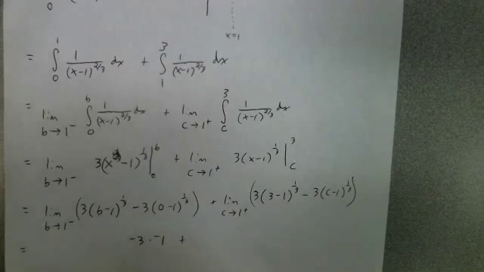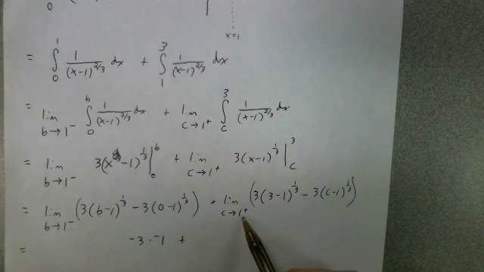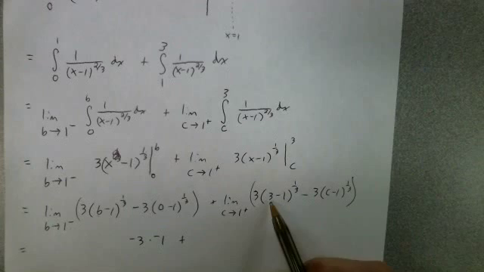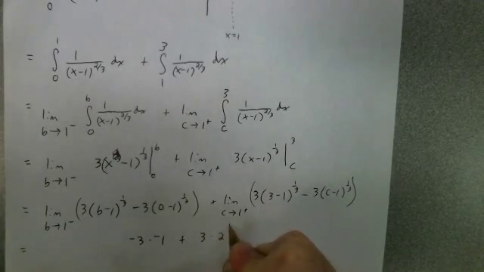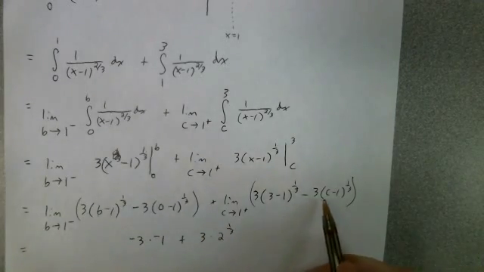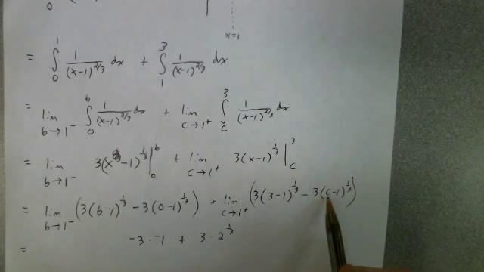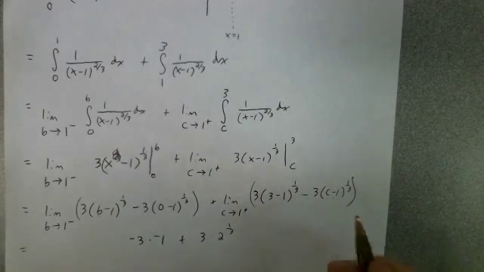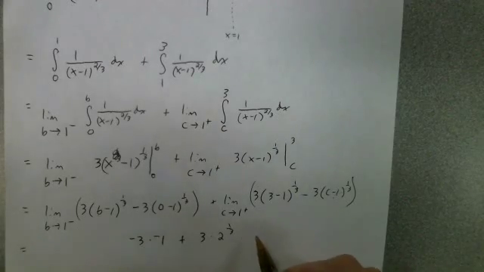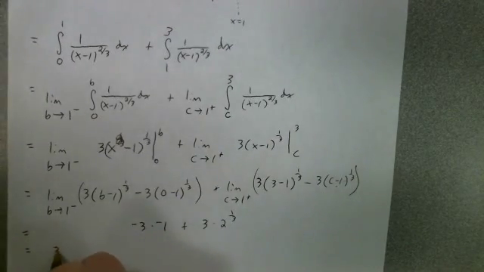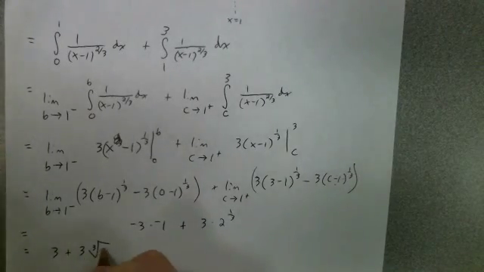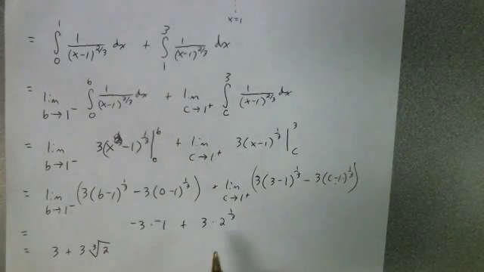So over here, as c goes to 1 from the right, this guy right here, we have 2 to the 1/3 power, so we get 3 times 2 to the 1/3. Over here, c goes to 1 from the right. 1 minus 1 is 0, the cube root is 0, and 3 times 0 is 0. Okay, so that guy's gone. So we end up with 3 plus 3 times the cube root of 2, if you wanted to give your answer in radical notation. You don't have to. You could have left it like that.